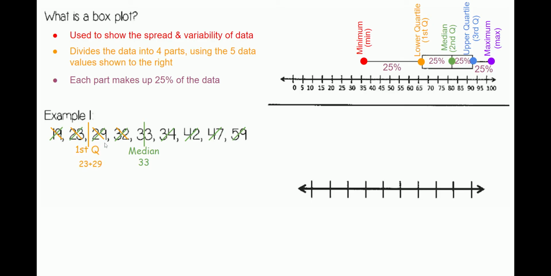So we add up 23 and 29, divide it by the number of values, which is 2. And that's 52 over 2, which equals 26. So the first quartile is 26. And let's do the third quartile.